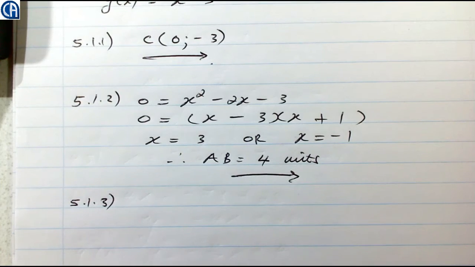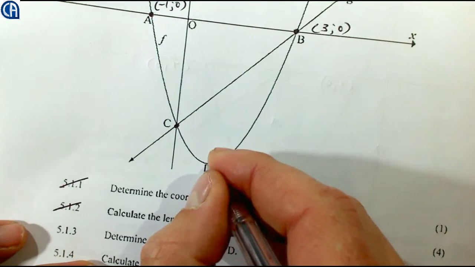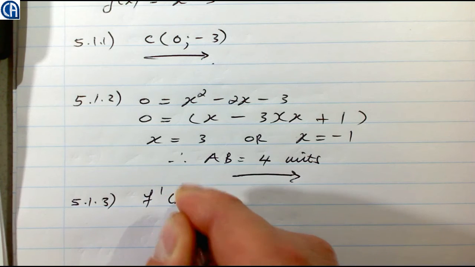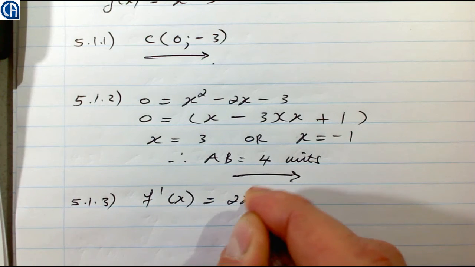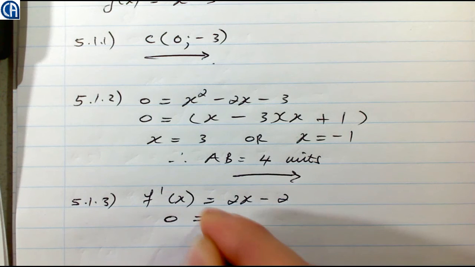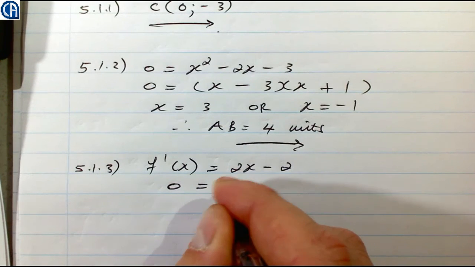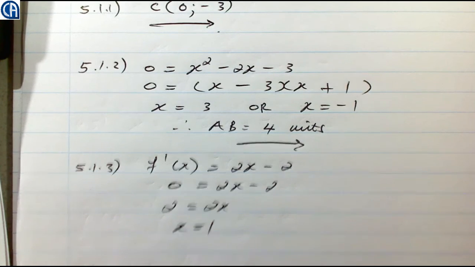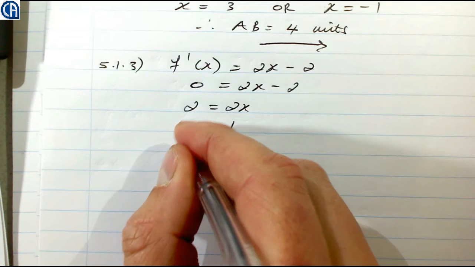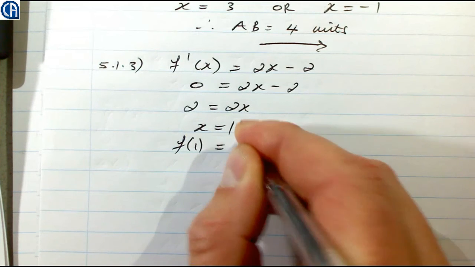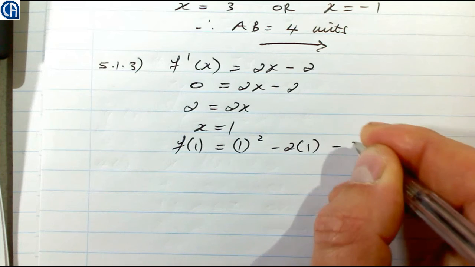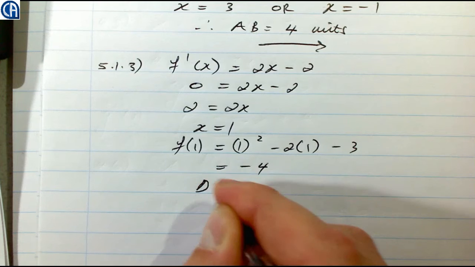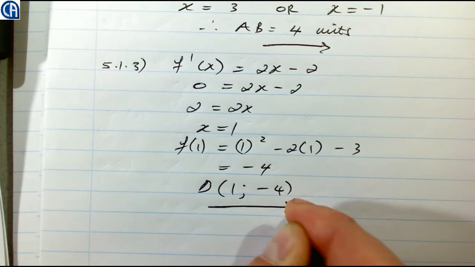So to work out the coordinates of D, which is the turning point, at the turning point, the derivative is equal to 0. So let's differentiate it. So that's going to be 2x minus 2. So at the turning point, the derivative is equal to 0. That's 2 equals 2x, x equals 1. Substitute 1 into the original equation. So f(1) is 1 squared minus 2 times 1 minus 3. That will be minus 4. So the coordinates of D are (1, minus 4).